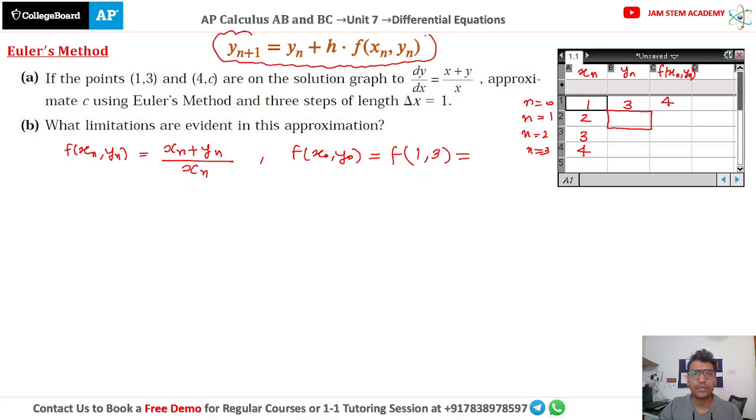Okay. So we are looking for this value. Simply in your GDC, you can put equals the previous y value. So I will write it as b1 plus delta x, which is already known to us. So enter the same delta x, which is nothing but 1. Okay. So 1 times f value, this one.